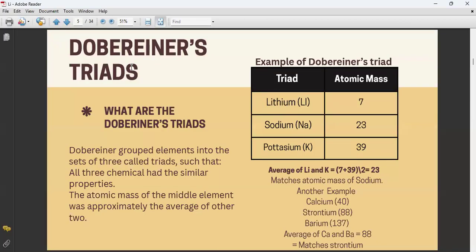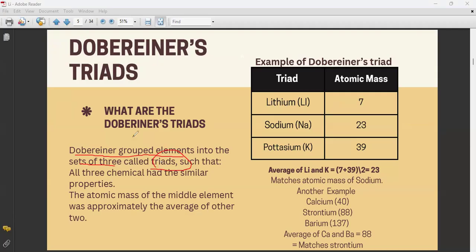Okay, so starting with the Dobereiner triad. This is also a very important topic, and questions can come to classify the triads or to solve the Dobereiner triads. So what are the Dobereiner triads? Dobereiner grouped the elements into sets of three, which he called triads.